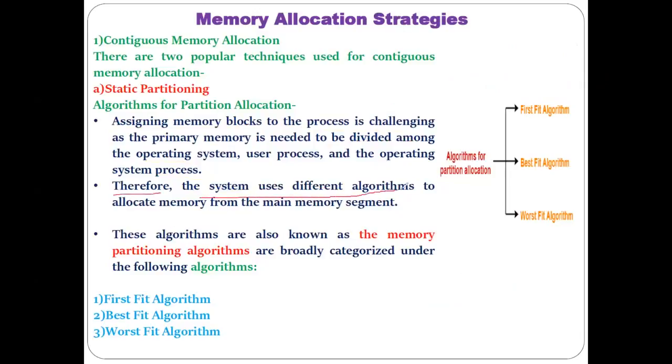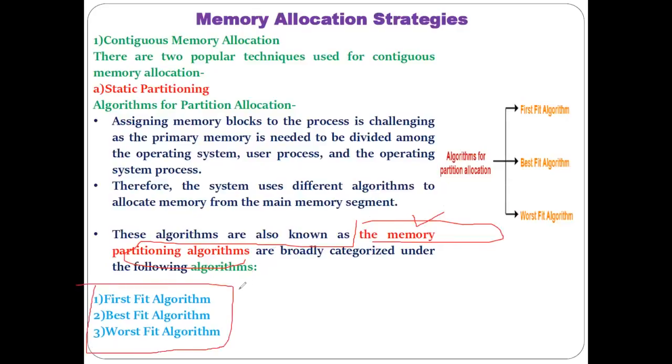Therefore, the system uses different algorithms to allocate memory from the main memory segment. And the algorithm which is utilized to allocate the memory to different processes is known as the memory partitioning algorithm. What is it called? Memory partitioning algorithm. The algorithm utilized for allocating memory to different processes is called the memory partitioning algorithm.